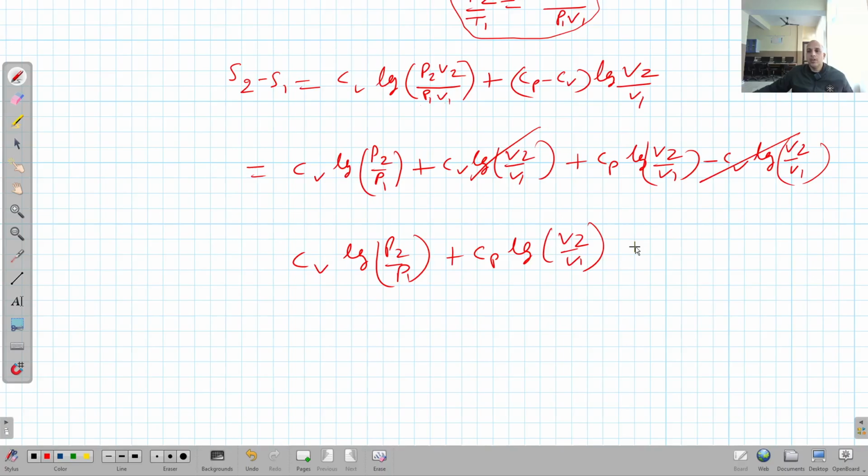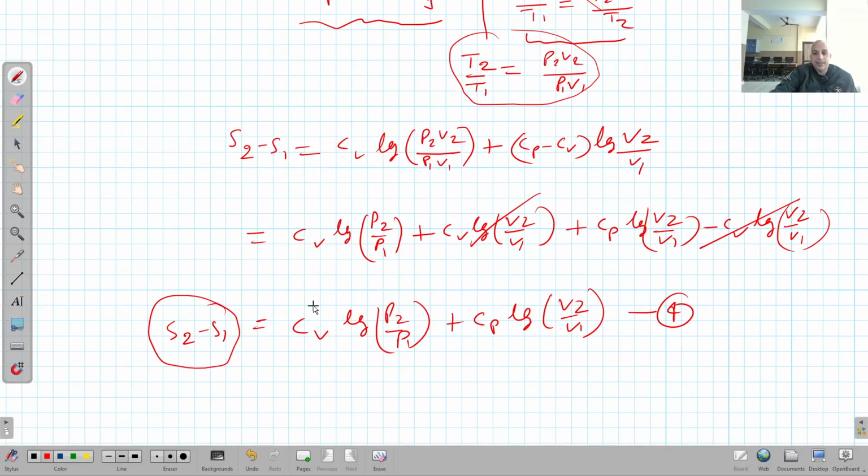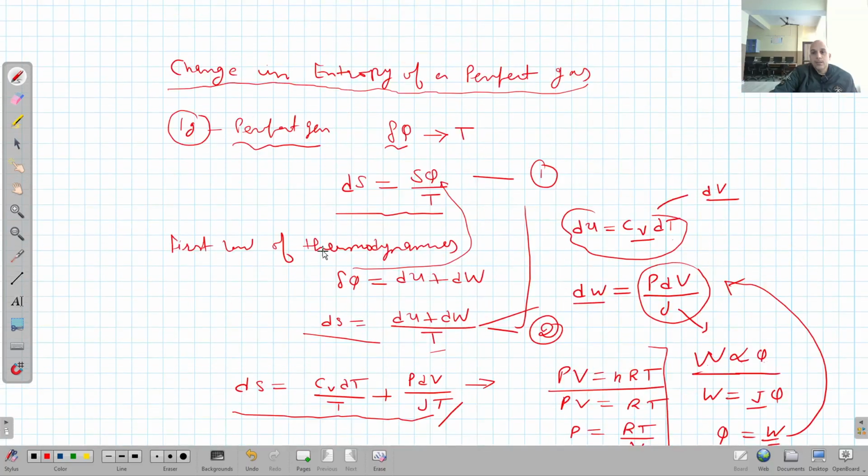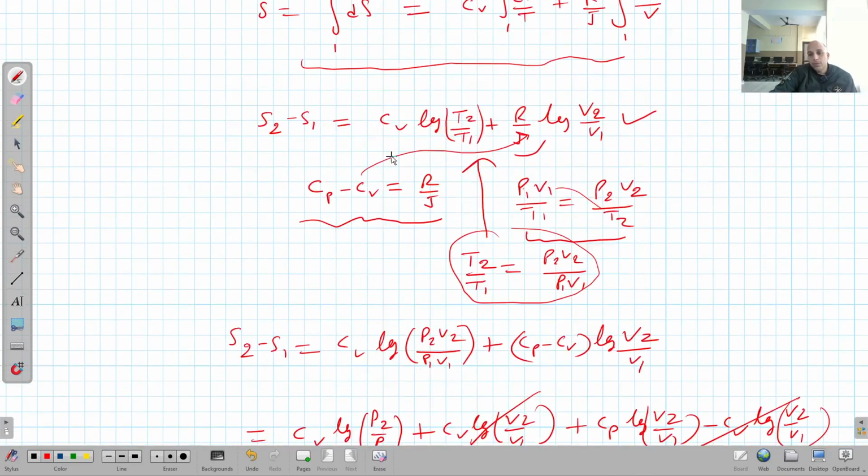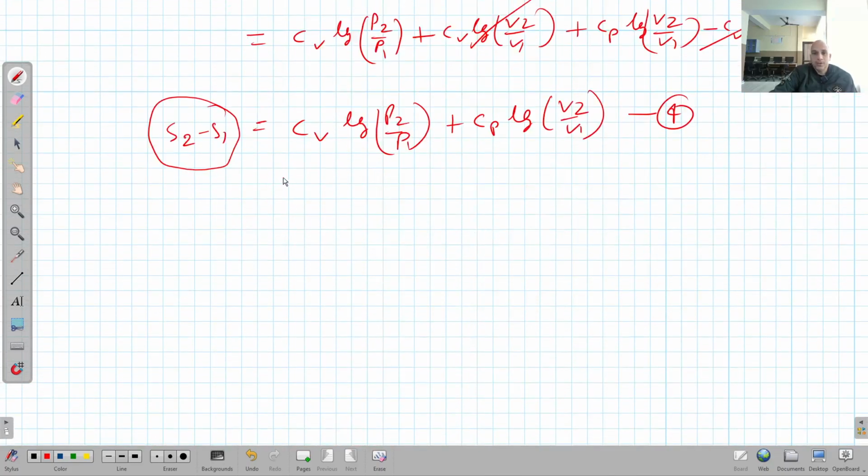So this is, let it be, equation number 4. Now this equation is the desired equation that tells us about the total change in entropy of a perfect gas or an ideal gas, clear, during this entire process that we were looking at from the beginning. So we arrived at this equation, clear. Now we can have different situations, right?